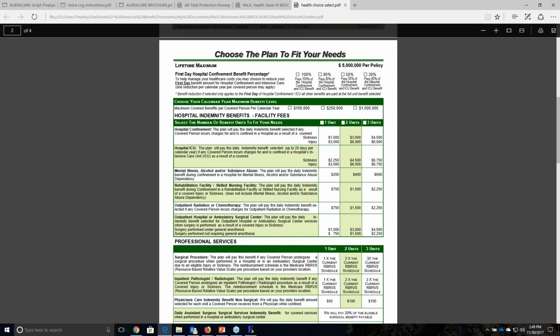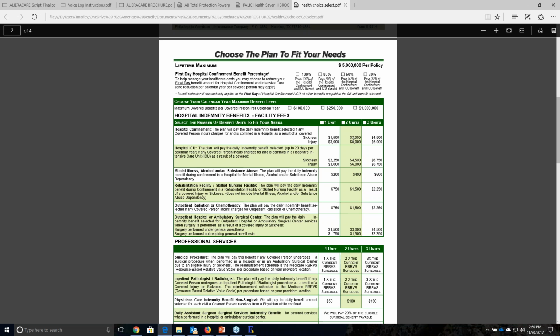The cost to go from a 20% first day to a 50% first day. First off, what's the difference in benefit? Well, at 20% you get $600 for the first day. At 50% you're getting $1,500 for the first day. In other words, $900 difference. Well, the cost to go from a 20% to a 50% is about $900.